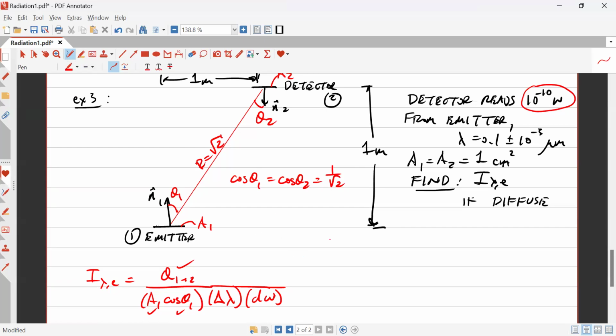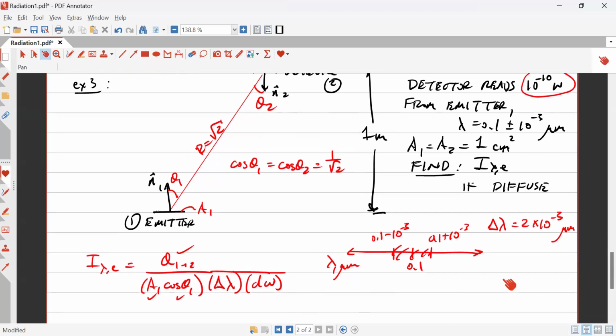And delta lambda is a little bit trickier. If you think about this detector here, you have 0.1 microns, and then there's a range of what it's reading. So it's 0.1 minus 10 to the minus 3 over here, and this is going to be 0.1 plus 10 to the minus 3. So your delta lambda is this range right here, or 2 times 10 to the minus 3 microns. It turns out the mean value of 0.1 doesn't matter for this particular example.